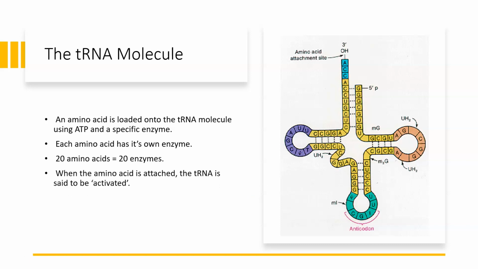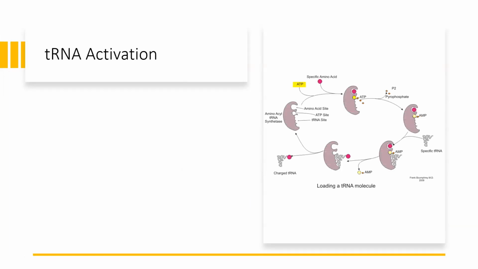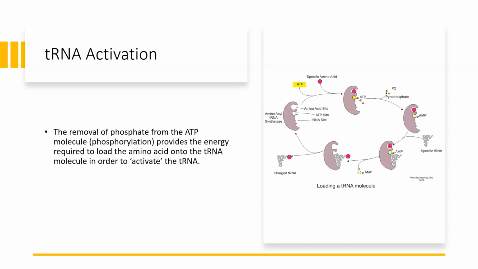When the amino acid is attached, the tRNA is said to be activated. The enzymes are called tRNA activating enzymes. So to activate it, they attach their amino acid. So how does this happen? So the removal of phosphate from the ATP molecule, phosphorylation as we know, provides the energy required to load the amino acid onto the tRNA molecule in order to activate it.